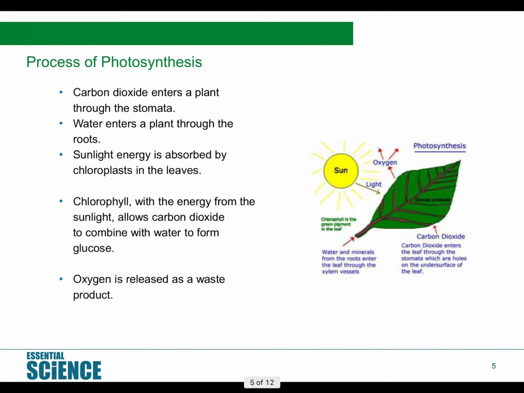So just to recap on that again, carbon dioxide goes into the leaf, water goes up through the plant and into the leaf, and in the chloroplast, the chlorophyll absorbs the light energy and uses that energy to convert carbon dioxide and water into glucose and oxygen. So the chloroplast is where photosynthesis happens, really.